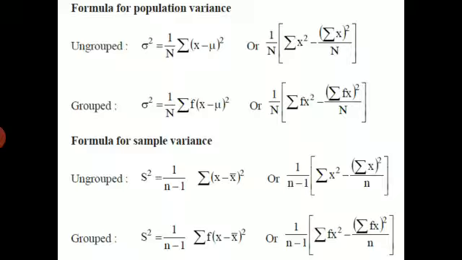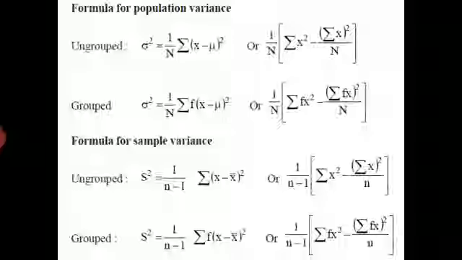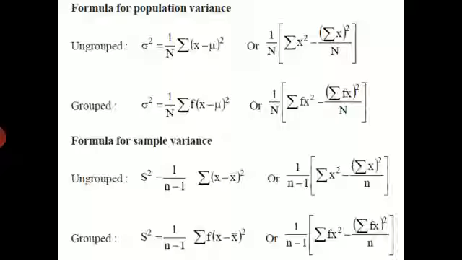The formula for sample variance for ungrouped data: S square is equal to 1 divided by n minus 1 summation of (x minus x bar) square. Okay, so this formula is given. You can go through the formula. When you solve the problem, you'll understand how exactly you are going to use this particular formula.